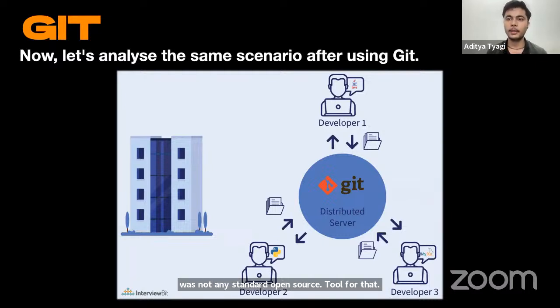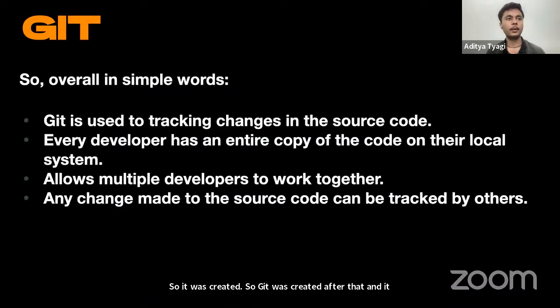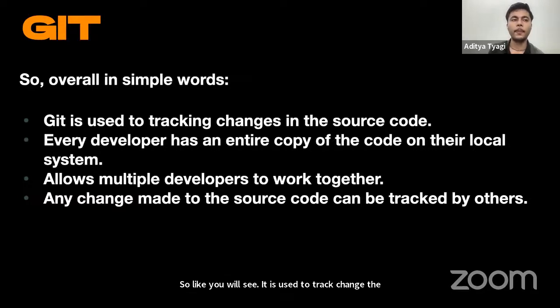So Git was created after that, and it solved these issues. And how did it solve them? You will see, Git is used to track changes in the source code. For example, we have a bigger software, and who is doing what in that code was kept track of by using Git.